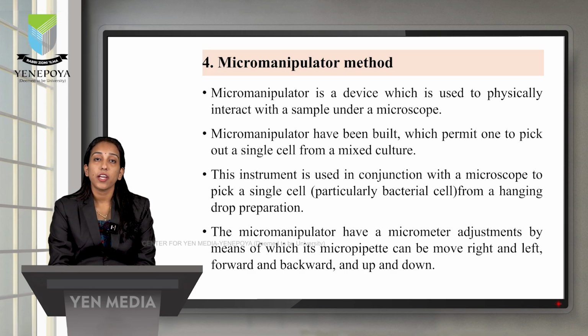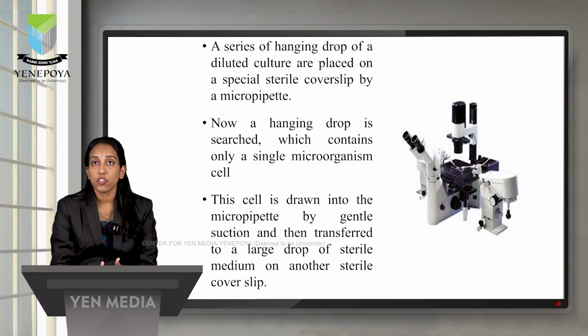So in the micromanipulator, micrometer adjustment is also performed by means of the micropipette. This micropipette we can move right, left, forward, backward, and up and down with the help of micrometer adjustment. See, this is the instrument, the micromanipulator device. Here micropipettes are there. This pipette will help to take out the single cell and transfer it to another glass slide which has medium.